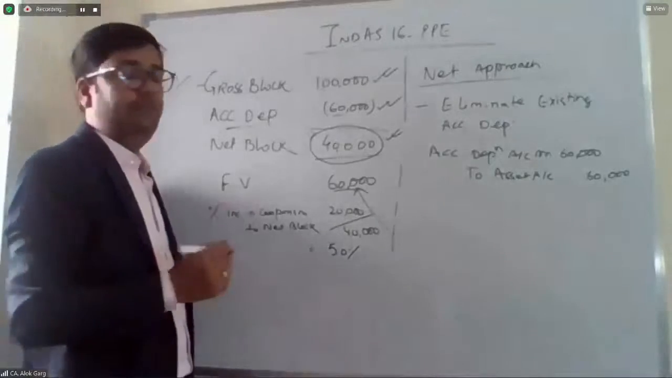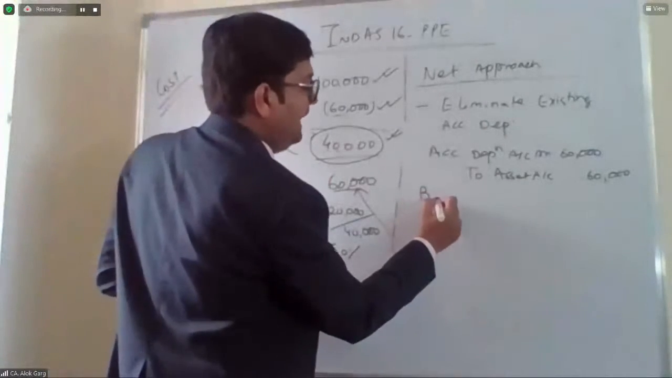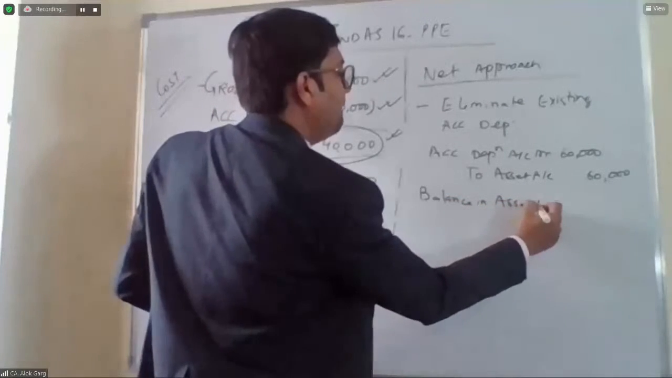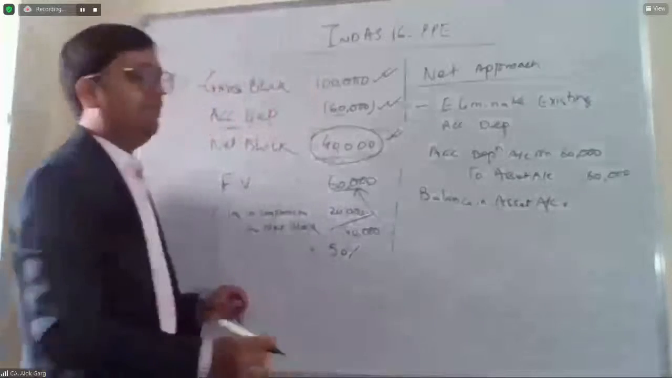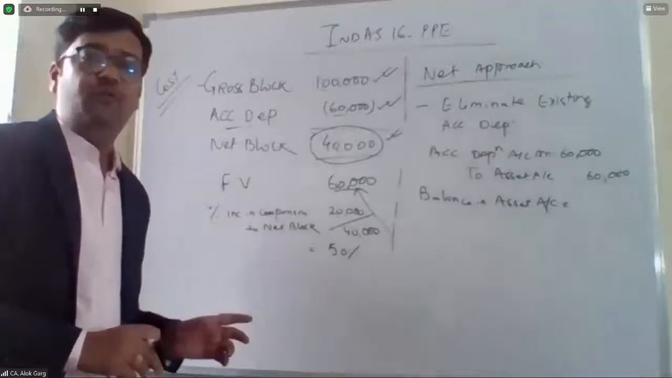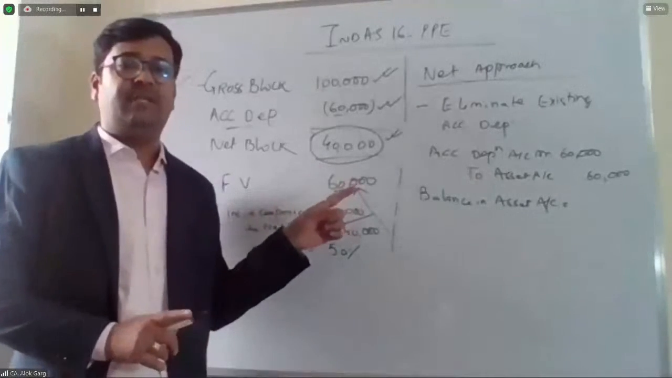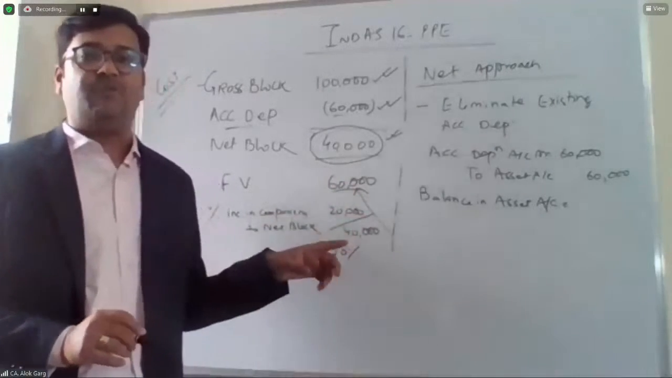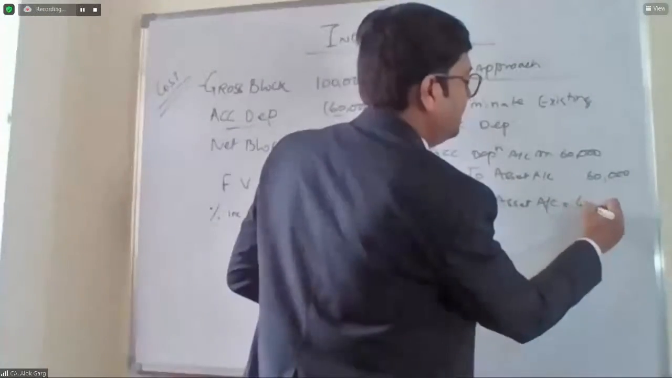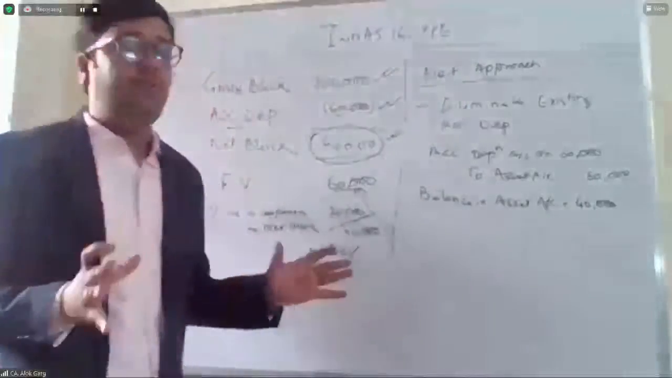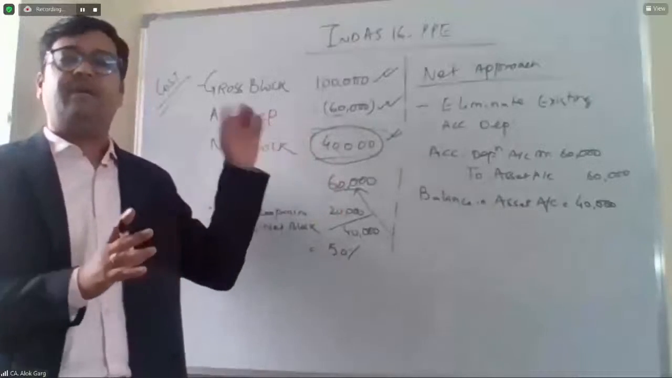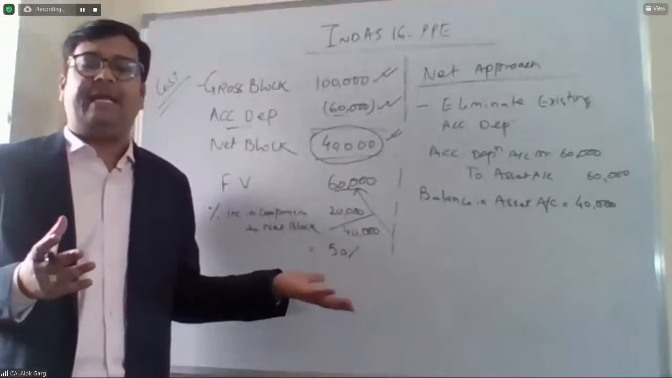Now, what will be the balance in the asset account? If we have removed this 60,000 depreciation and credited the asset by 60,000, the balance in asset account will become 40,000. So your gross block will become 40,000, your net block will become 40,000, and accumulated depreciation will become 0 because we have debited the entire accumulated depreciation.